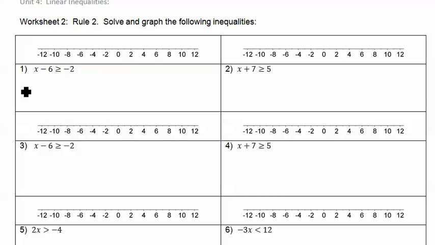All right, so on these, what we need to do is solve for x. So what is the opposite of negative 6? Positive 6. So we add 6 to both sides, and we get x is greater than or equal to 4. Now we can just graph this. So x is greater than or equal to, so since it's also equal to, it's a filled in dot, and it's greater than, so we're going to go that way. And there we have it.